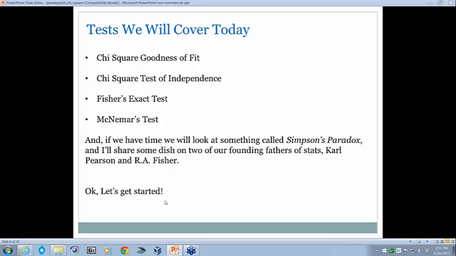Some of the tests we're going to cover today are the goodness of fit, chi-square test of independence, Fisher exact test, McNemar's test. If we have time, we're going to look at something called Simpson's Paradox, and I'm also going to share some gossip on two of our founding fathers of stats, Karl Pearson and R.A. Fisher. Pearson is famous for these chi-square tests, and Fisher, of course, the Fisher exact test. Okay, so let's go ahead and get started.